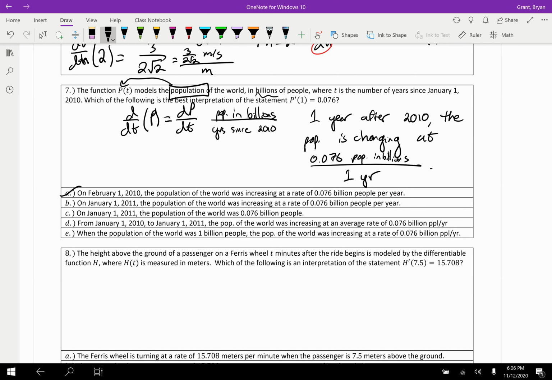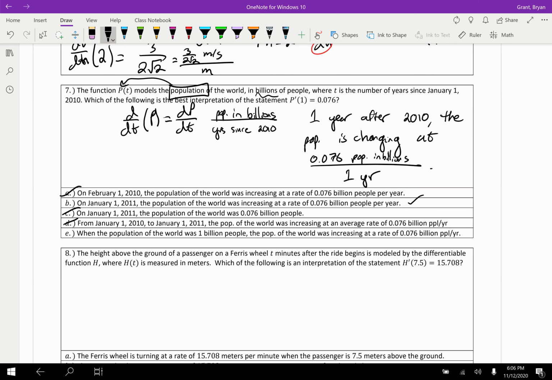The population of the world was increasing at a rate of 0.076 billion people per year. That sounds a lot like ours. Let's come back to that. On January 1st, 2011, good so far. The population of the world was? No, we found a rate. The rate is not the actual amount, it's the population. From January 1st, 2010 to 2011, there's no average rates. We're talking derivatives. Derivatives are instantaneous at a specific time. When the population of the world was 1 billion people, the population of the world was increasing at 0.76 billion people per year. Ooh, they're trying to trick us here.